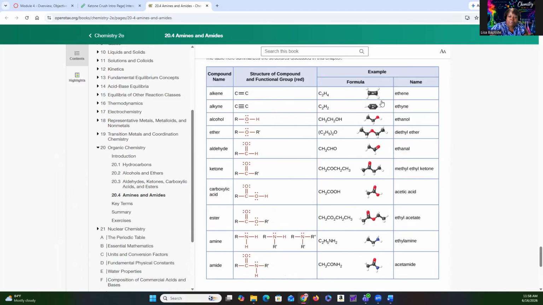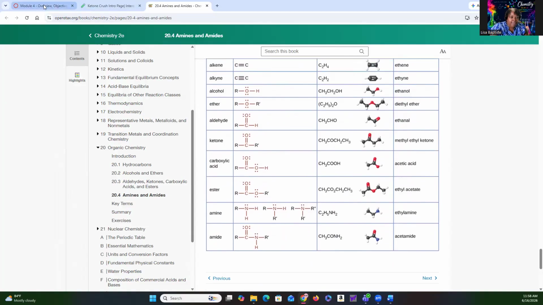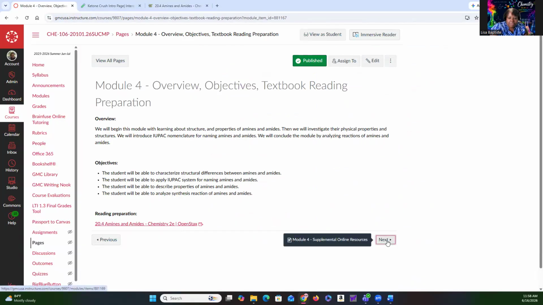So go through these examples. Make sure you understand the different way that these structures are set up. Okay, we went through the Kekule, we went through the condensed, the line formula. So make sure no matter how that formula is drawn, that you understand which functional group it is, and also you understand the naming. If you don't understand any of these things, then please reach out to me and let me know. All right, so let's go to the next thing.